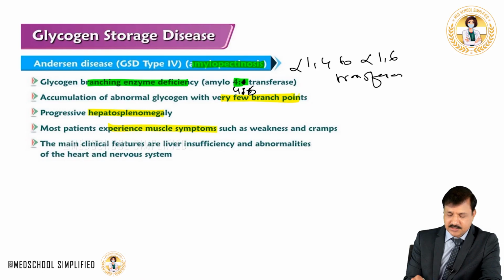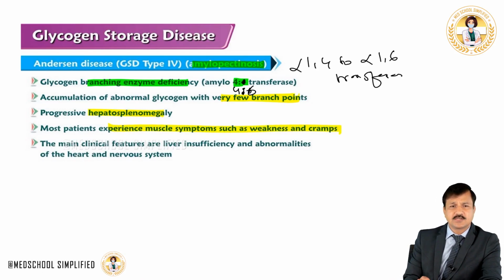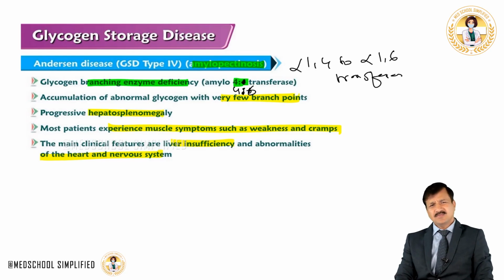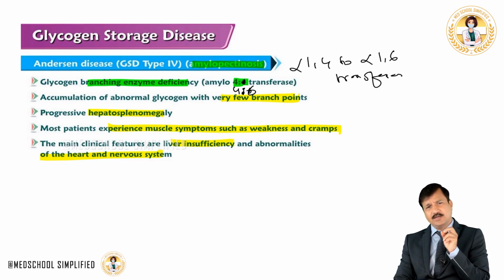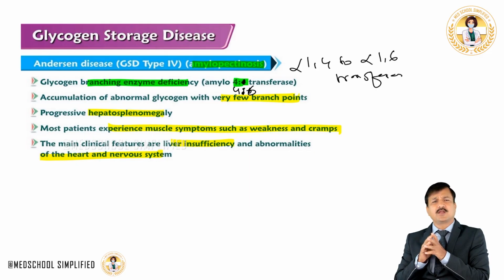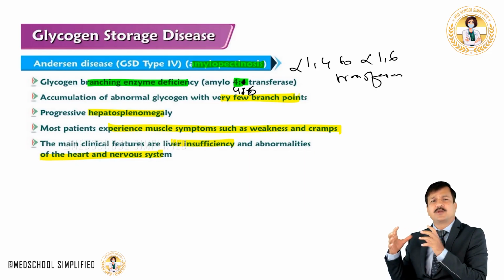The patient experiences muscle symptoms such as muscle weakness and muscle cramps. Clinical features are liver insufficiency, and abnormalities in the heart and nervous system. But again, just like Cori's disease, you need to look for the type of glycogen that is accumulated to diagnose the condition. In Cori's disease, it is a partially degraded glycogen with 4-glucose residue at the branch point, whereas in Andersen disease, it is the abnormal glycogen with very few branch points.